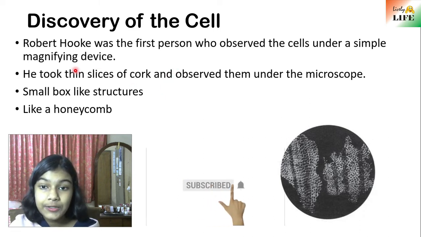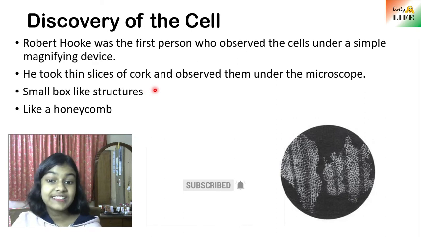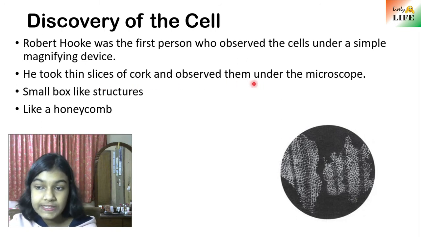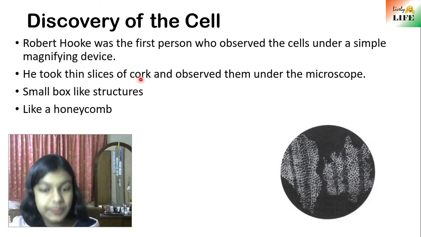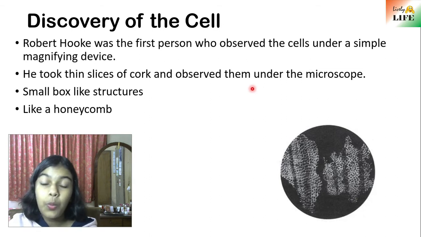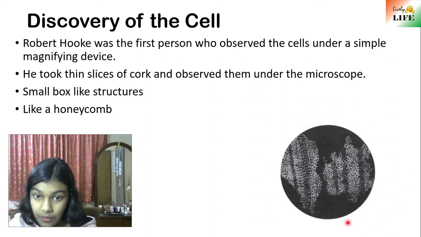So what did he do? He took thin slices of the cork. He took a piece of the cork and sliced it. We need to have a really thin slice, otherwise we will not be able to see the cells properly. So he took thin slices of the cork, meaning the bark, and then observed them under his microscope. So what did he observe?